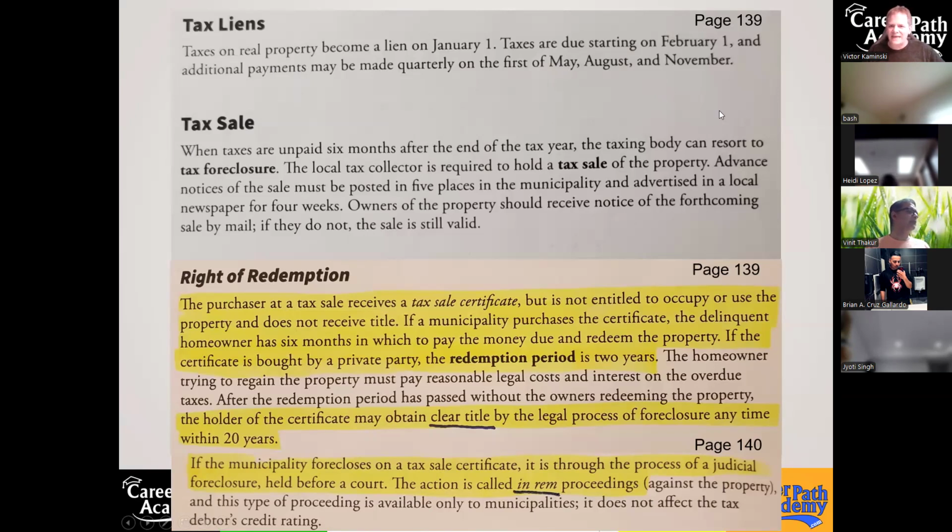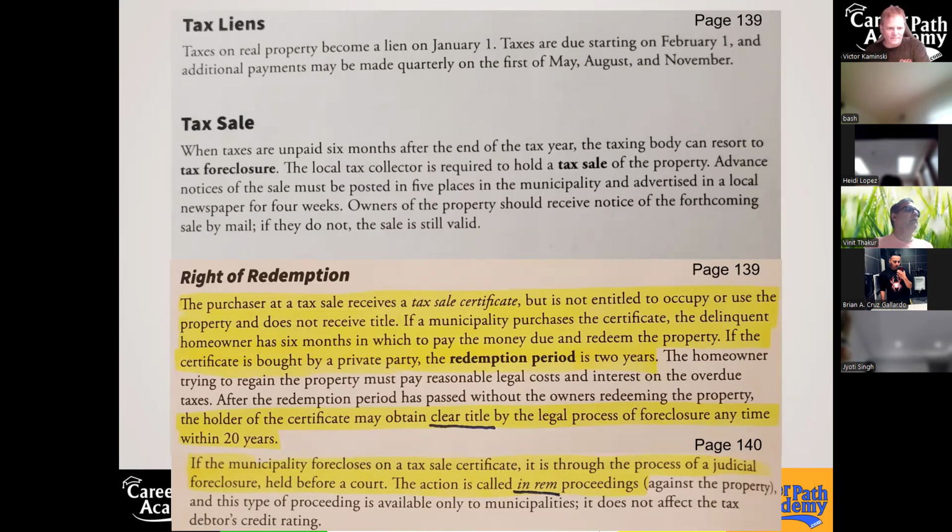If your taxes go unpaid 6 months after the end of the year, and you still have not paid your taxes in full by 6 months after December 31st, the taxing body can and should resort to a tax foreclosure. So the local tax collector is required to hold a tax sale of your property. Advance notices of the sale must be posted in 5 places in the municipality and advertised in a local newspaper for 4 weeks. The owners of the property should receive a notice of the forthcoming sale by mail, but if they don't, the sale is still valid.